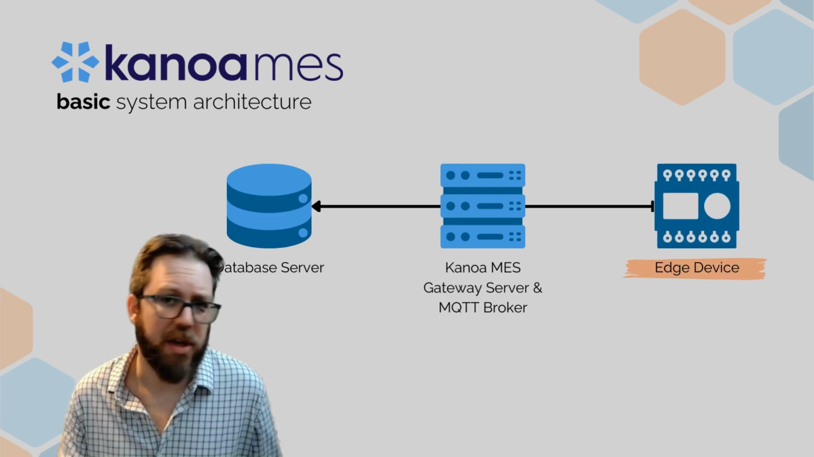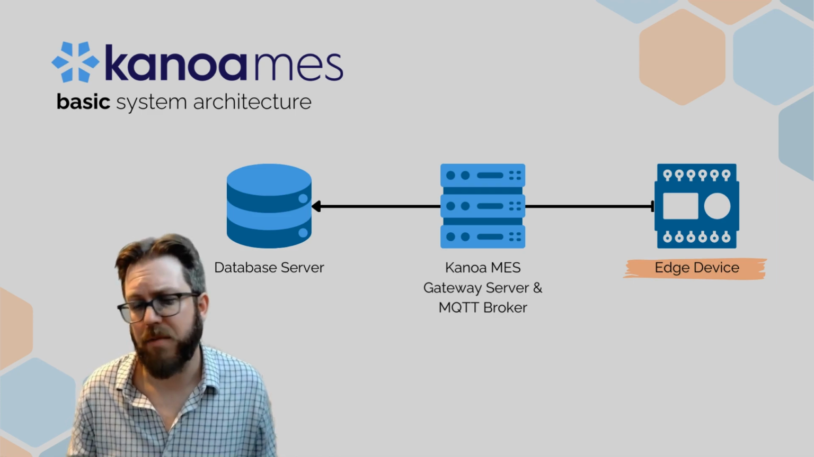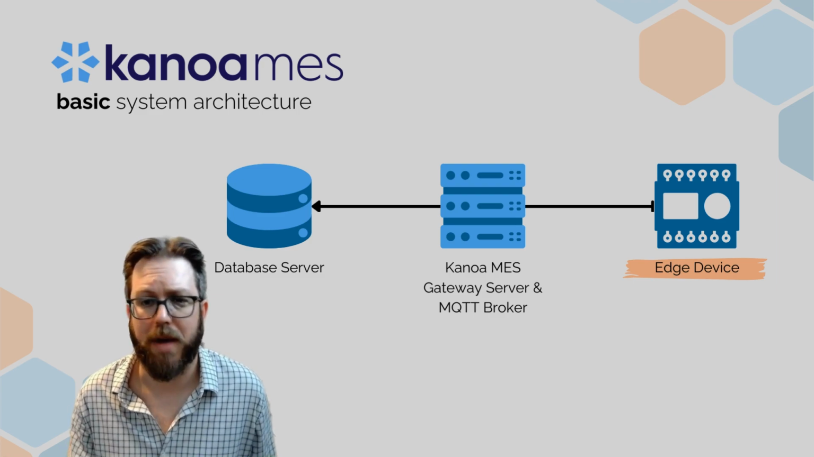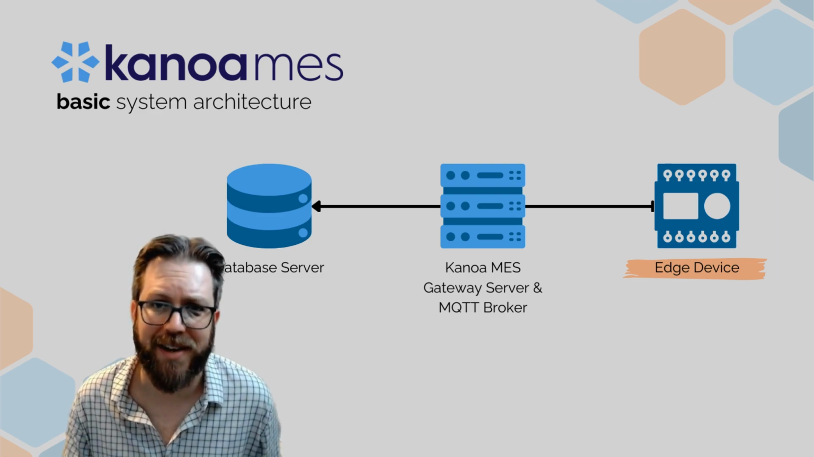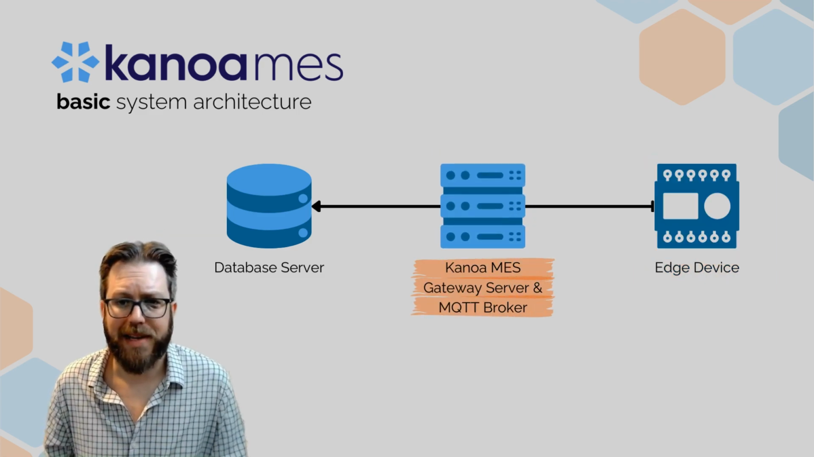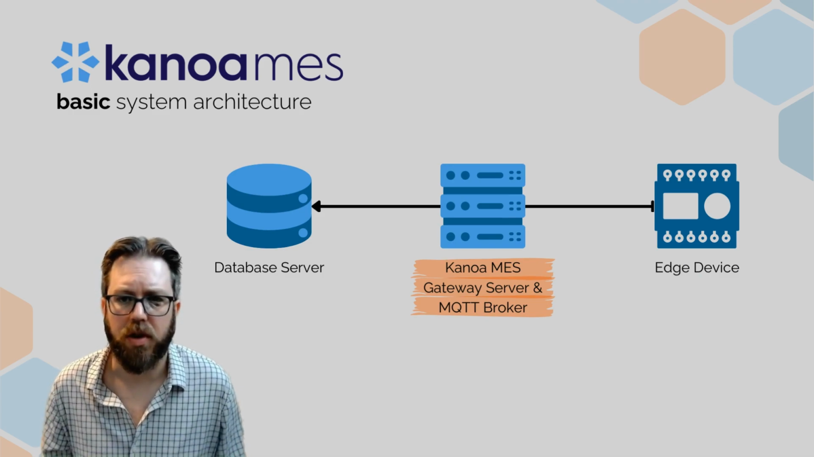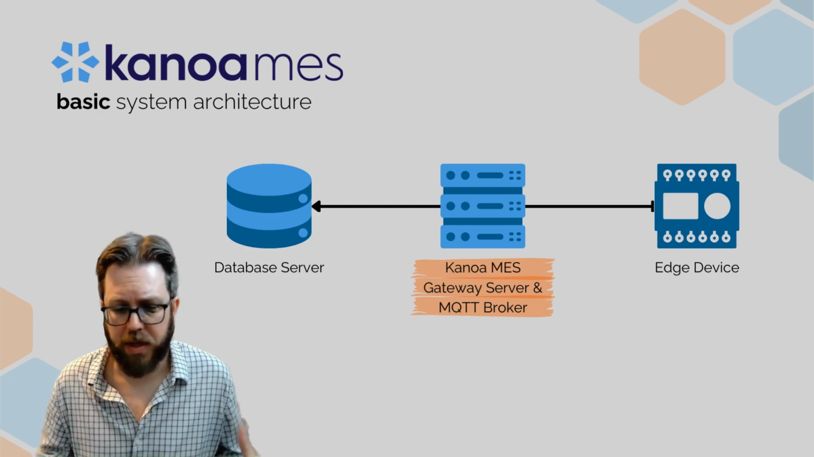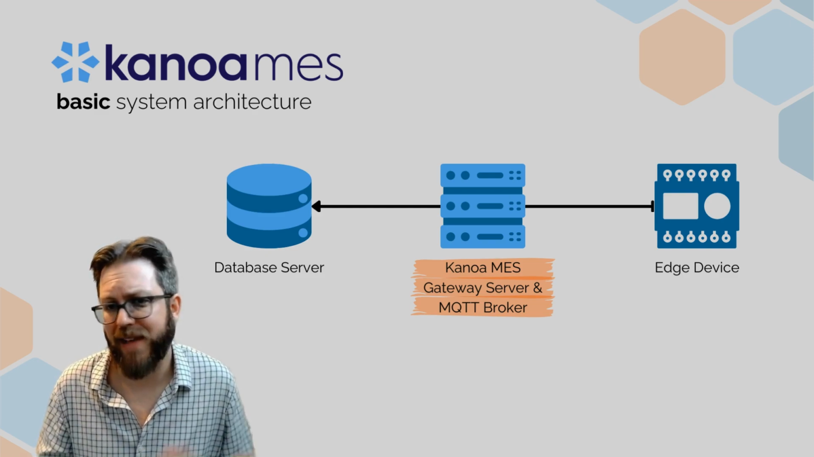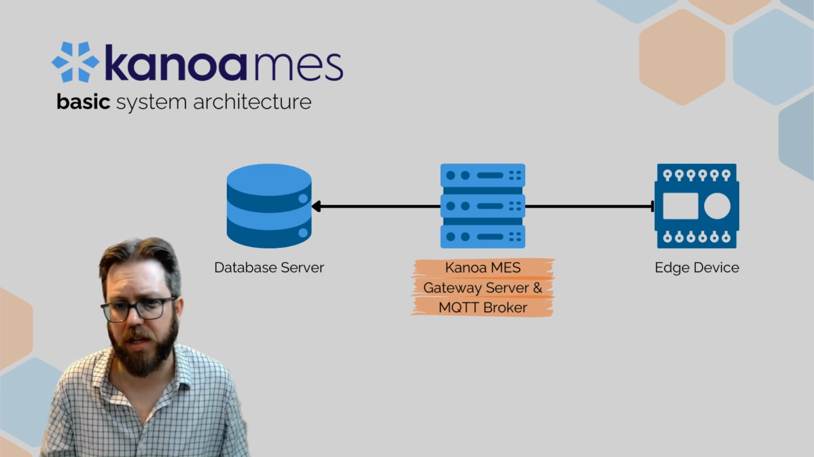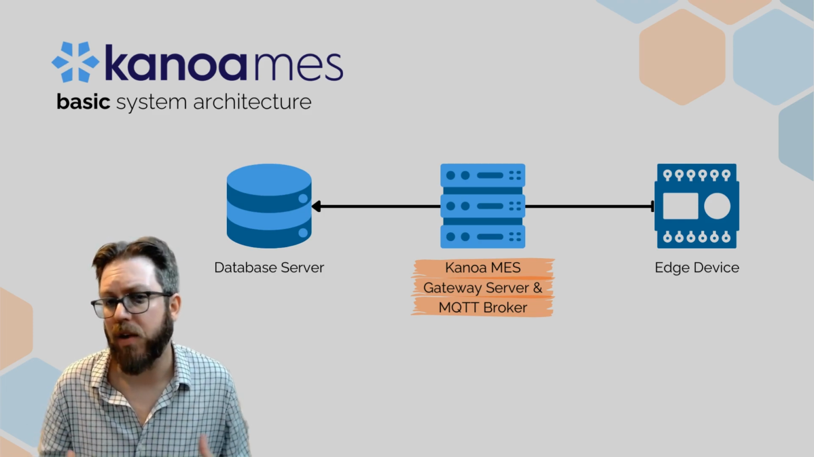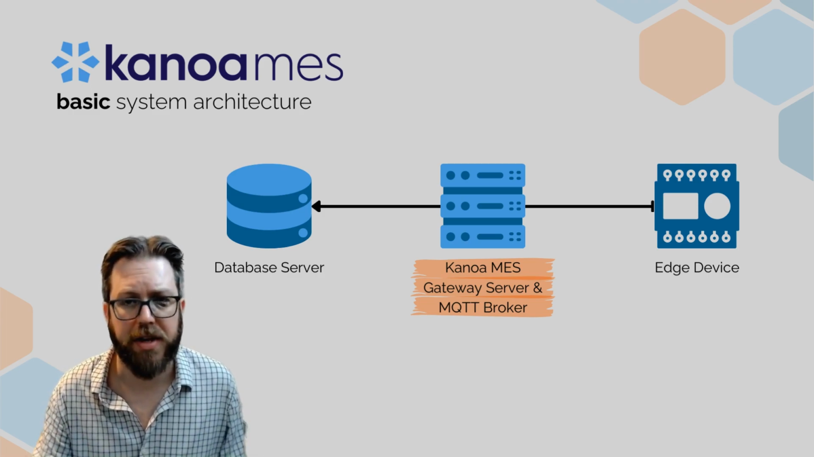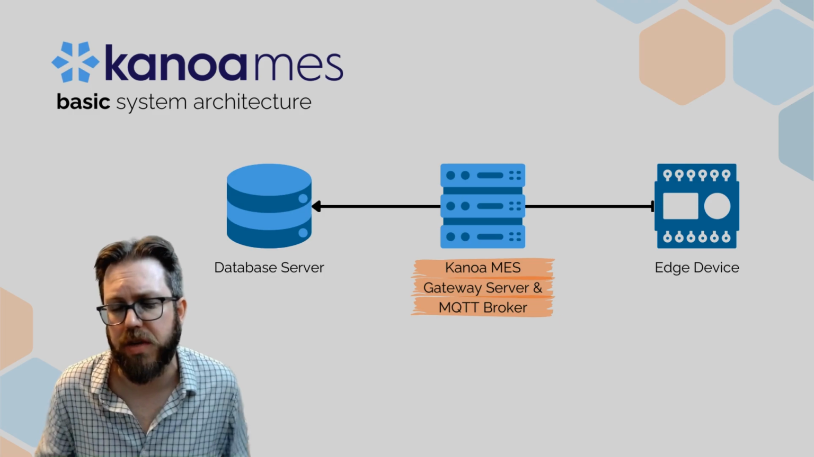We recommend an MQTT edge device because that provides network resiliency and massively reduces network traffic, so you don't need to worry about overloading your network or losing data. The Kanoa MES gateway server and MQTT broker is where the brains of the Kanoa MES application lives. This comes with Ignition, fully loaded with Perspective, and the Kanoa MES modules and accelerator project ready to go. It also includes our MQTT broker to manage all of the data coming from your edge device and other field devices that you need to report on.